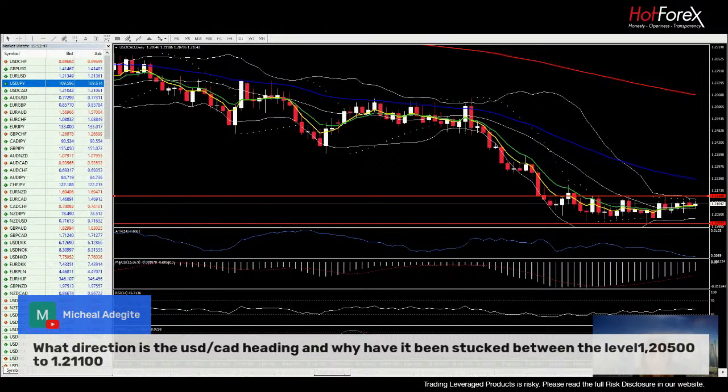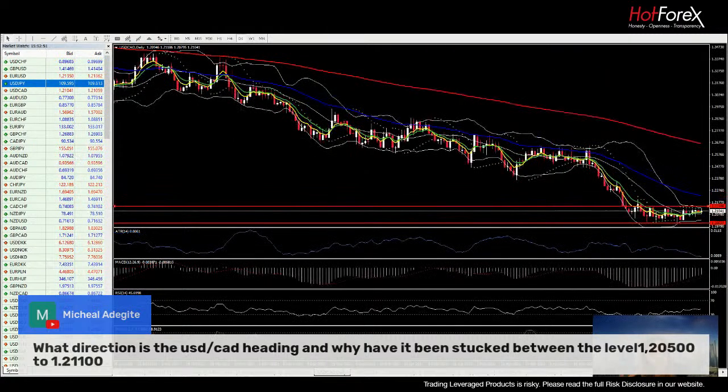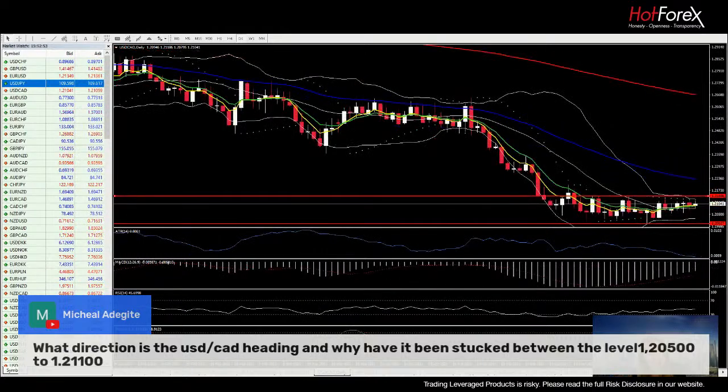Nonetheless, the Canadian dollar is affected by oil, so the overall outlook is expected to be positive. We're expecting dollar CAD to keep extending lower on stronger oil prices. But as long as we don't see a break of 120, this is not the case.